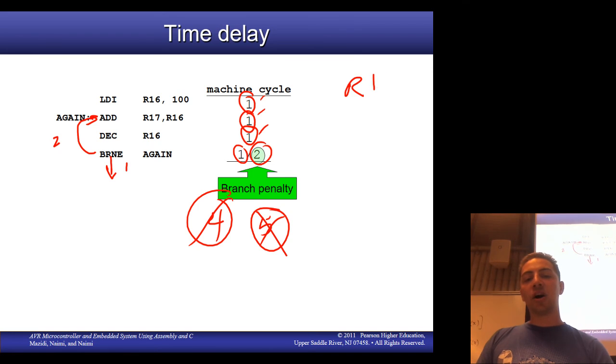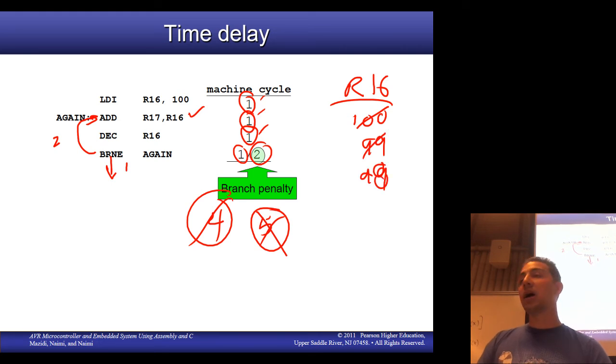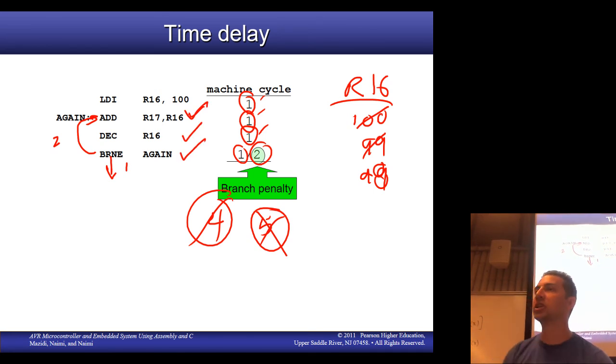When we first do this, R16 gets loaded with 100. We add R17 to R16. Then we decrement R16, so now it's 99. Is 99 equal to 0? No. So does this branch go up or down? Goes up. So now we do another add, and we decrement. Now we've got 98 bottles of beer on the wall. Then we've got 97, 96. This is going to go on for some time. We're actually executing this instruction and this instruction and this instruction more than once.